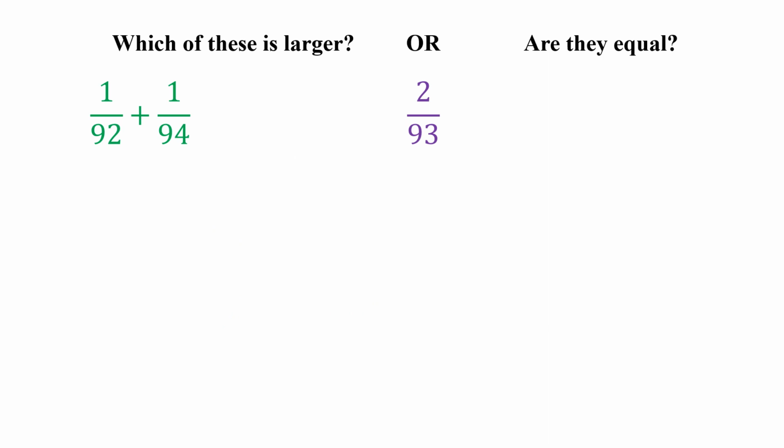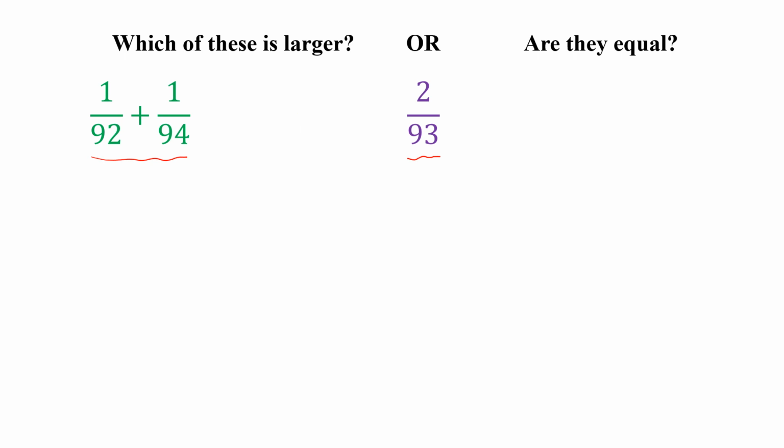Let's begin to solve the question. The question is which of these fractions is larger, or are they equal? 1/92 + 1/94 is greater than 2/93, or 2/93 is greater than 1/92 + 1/94, or they both are equal.